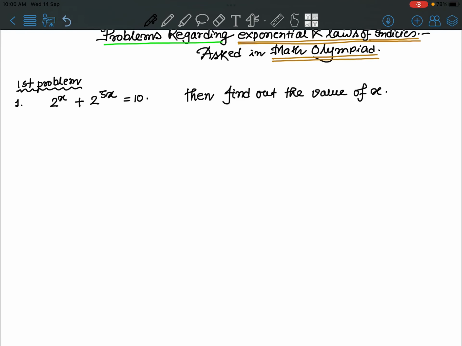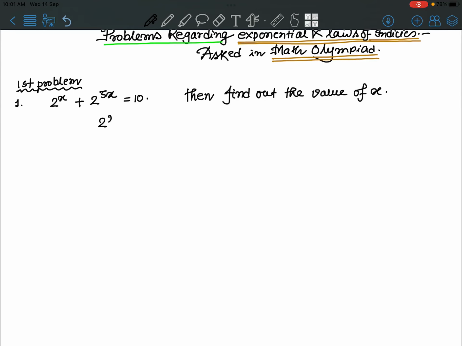Hello everyone. Today we are going to solve some problems regarding exponentials and laws of indices asked in mathematical Olympiad. So let's start with the first problem. The first problem is 2 to the power x plus 2 to the power 3x equals 10. Then find the value of x.